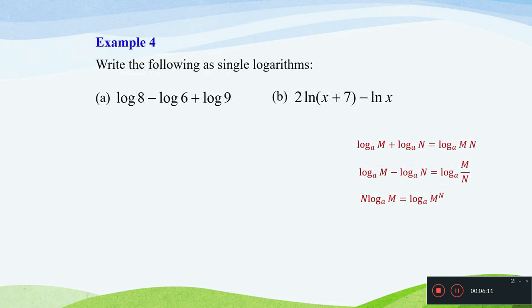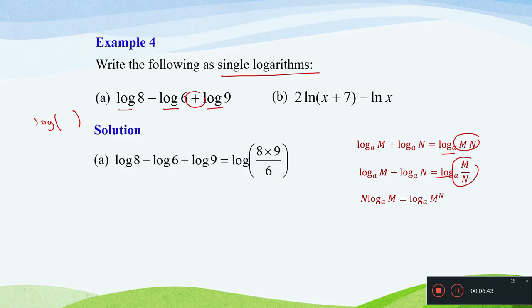Okay, example 4. Write the following as single logarithms. Single logarithms means that from 1 to 3 logs, we want to change to only 1 log with something inside. Okay, so look at this rule of logarithms. If this is minus, you change it to divide, and if this is plus, you change it to times, with a single log. Okay, so it's going to be like this.